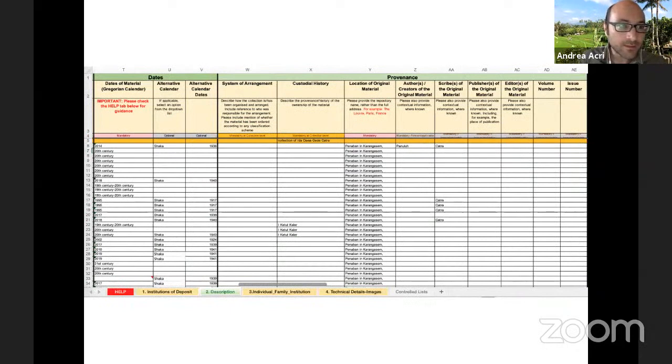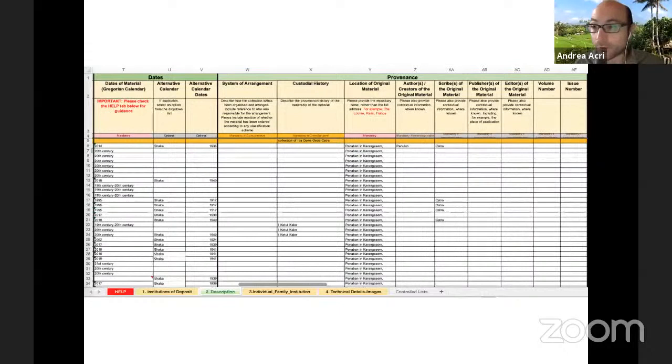Now the date of the material. Here we use both the Gregorian and the Shaka character with some alternative dating systems. And so the other fields, as you can see, are the origin of the material, the ownership, also the owners of the collection.